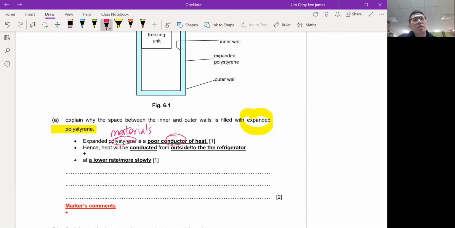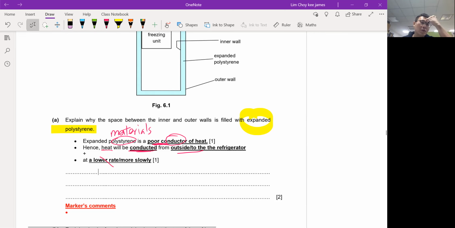When we explain conduction, there are standard keywords that students have to write. The students will have to identify it is a conductor, poor or good conductor. State the quality of the conductor. Then he will have to tell me the heat transfer process, and he has to use certain keywords like conducted. So he must say the heat is conducted from the location, from outside to inside. I need the location. And of course, being a poor conductor, the heat is conducted at a slower rate.